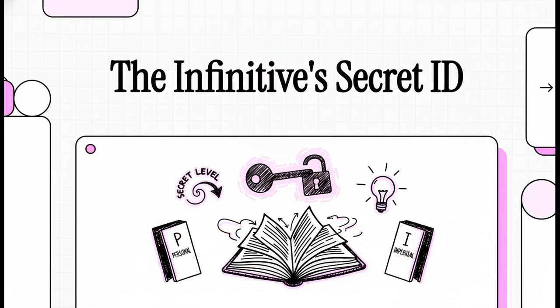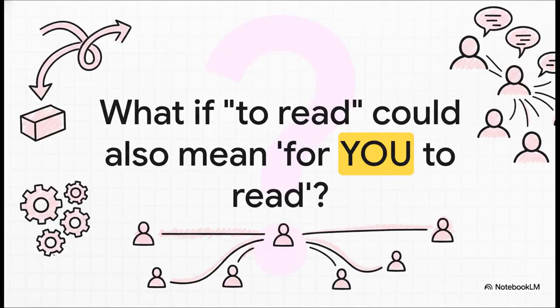Okay, let's do this. I mean, really think about that for a second. In English, when we say to do something, that infinitive is totally static. It just doesn't change. But what if it could change? What if that one simple form of a verb could actually tell you who is doing the action? Well, in Portuguese, it can. And that's exactly the rabbit hole we're going down today.